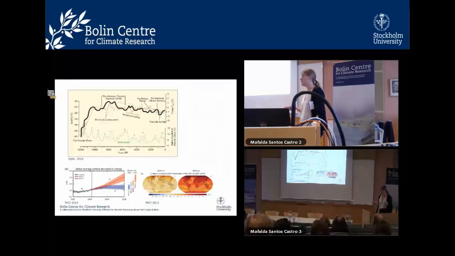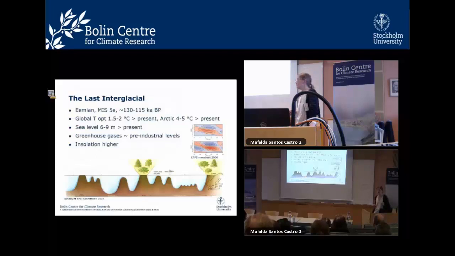The last interglacial is also called the Eemian, or marine isotope stage 5e. It's dated to approximately 130 to 115,000 years ago. During this period, global temperatures were approximately 1.5 to 2 degrees above present, and in the Arctic, optimum temperatures were even higher, approximately 4 to 5 degrees above present. And global sea levels were 6 to 9 meters above present, indicating a substantial contribution from the Greenland ice sheet and possibly also the Western Antarctic ice sheet.